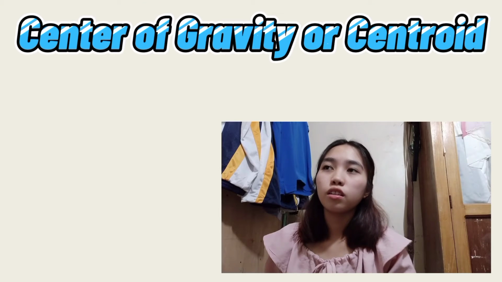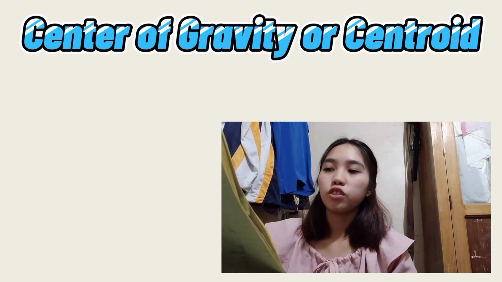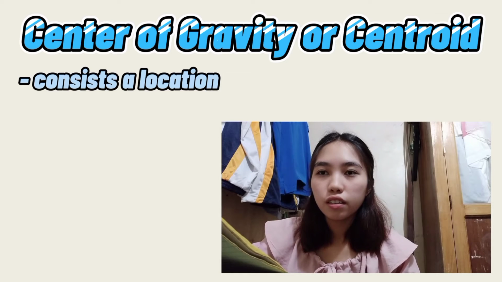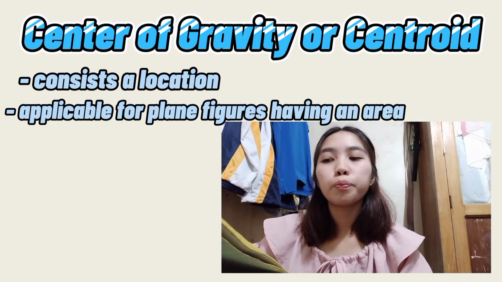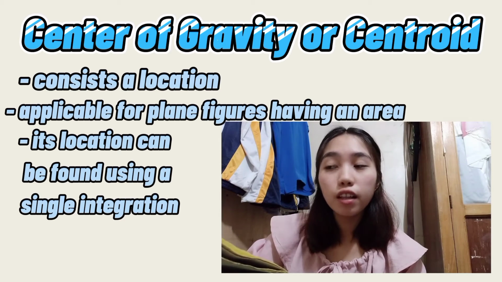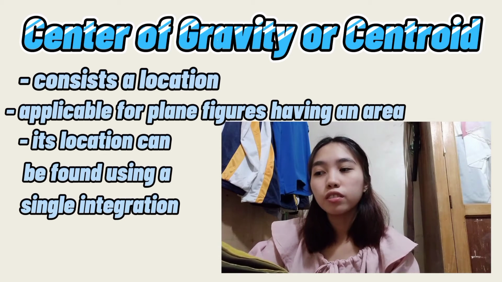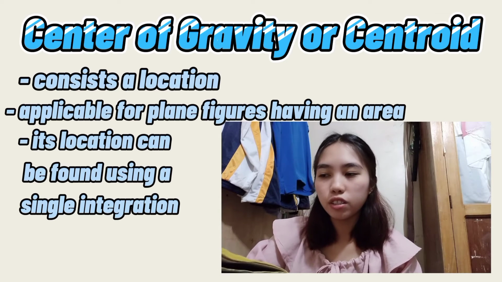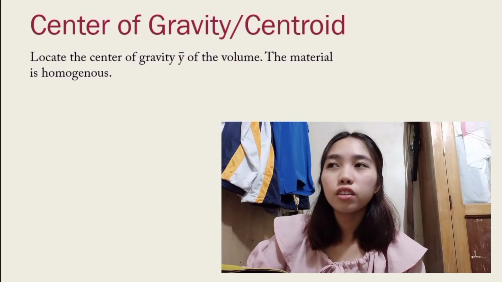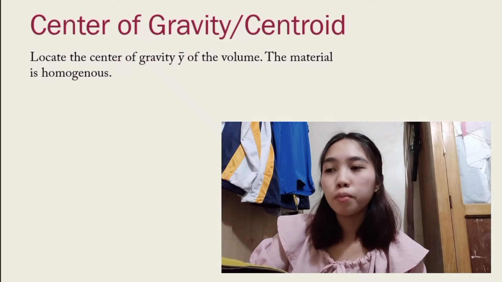So the first topic that will be discussed is the center of gravity or centroid. Centroid consists of a location. Centroid is applicable for plane figures having an area, and the location of a centroid can be found using a single integration. So an example of it is: locate the center of gravity of the volume, and the material is homogeneous.